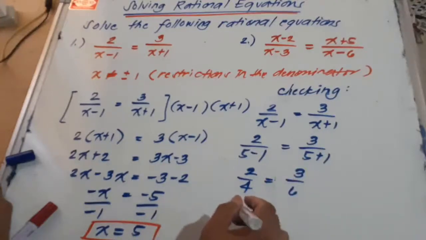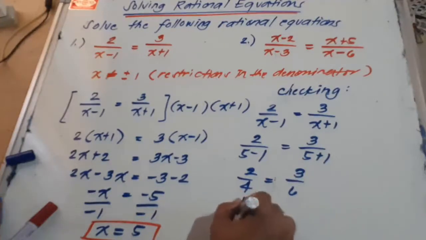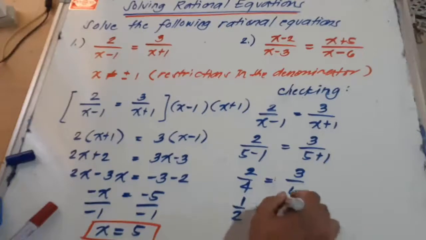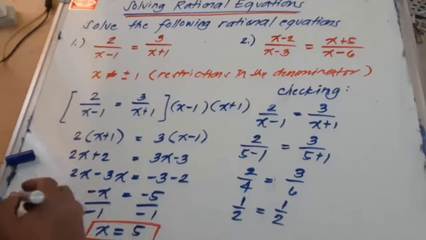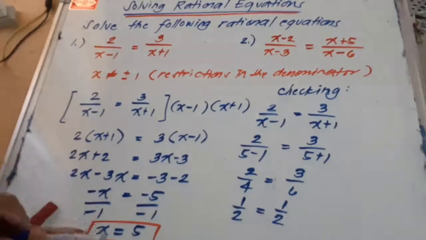And then, you get the lowest term, 1 half to the left side and 1 half also to the right side. Therefore, since equal yung left side and right side of the equation, right after we substituted x equals 5 to the original equation, therefore our answer is correct. Okay, that is how you solve rational equation.